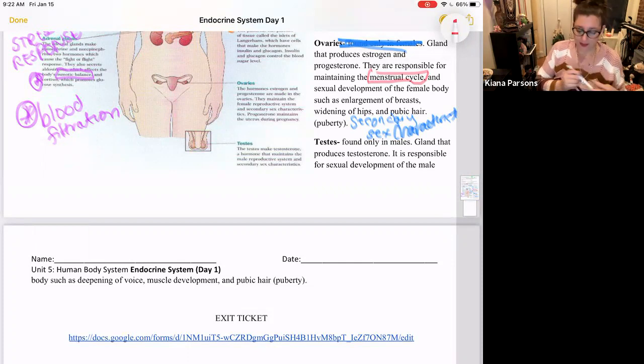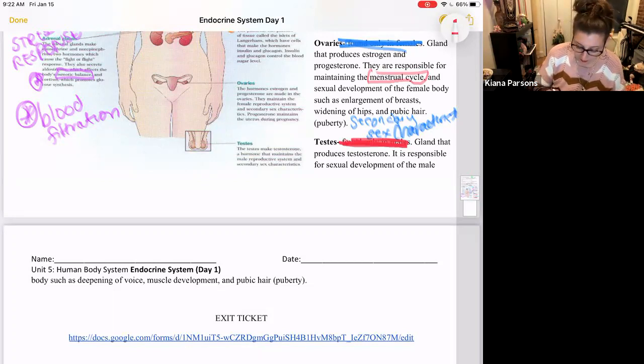The testes, and again, that part's not true. Please disregard those first two sentences. Testes are a gland that produces testosterone, responsible for sexual development of the male body, such as deepening of the voice, muscle development, and pubic hair. And again, we'll talk much more about the gonads when we talk about the reproductive system, but we're just discussing their role here in the secretion of hormones.